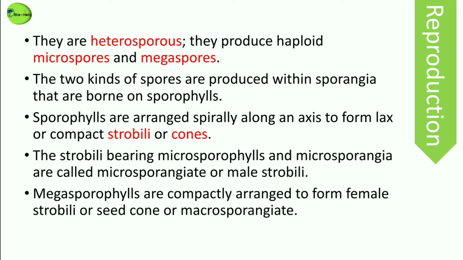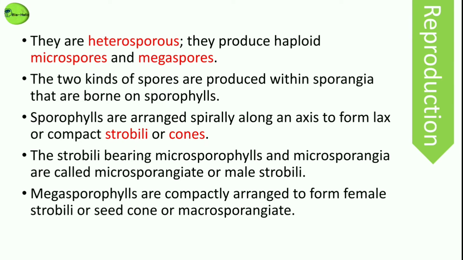Now these strobili bearing the microsporophylls and microsporangia are called the microsporangiate or male strobili. And the megasporophylls are compactly arranged to form the female strobili, or seed cone, or macrosporangiate.